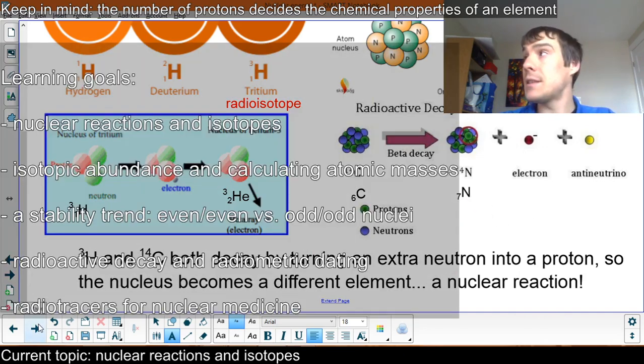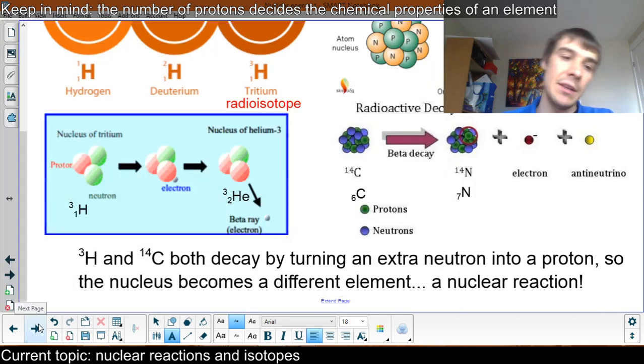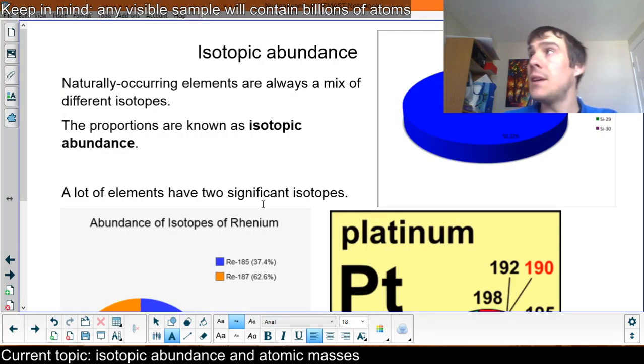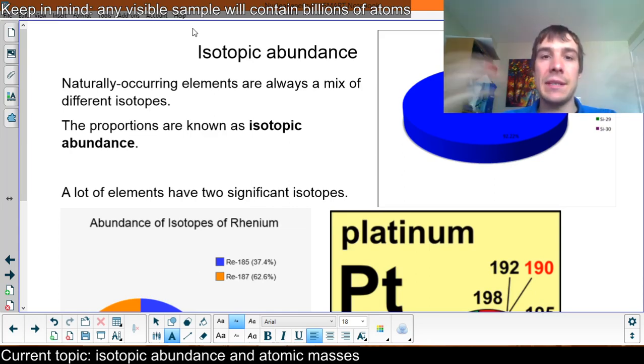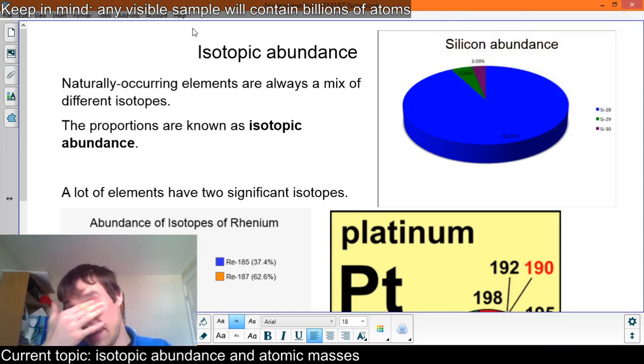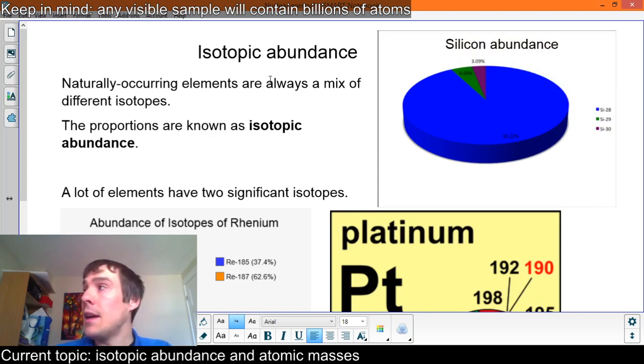So we're on to the next section, which is isotopic abundance. I'm going to change some stuff here. So we're talking about isotopic abundance. Keep in mind here, any visible sample will contain billions and billions and billions of atoms. So these ratios that we're about to see are very exact for pretty much anything that you'll find on Earth, because there are billions and billions of atoms.